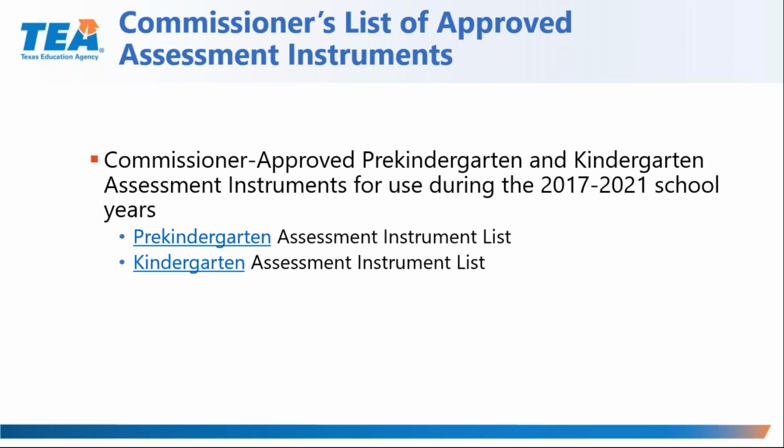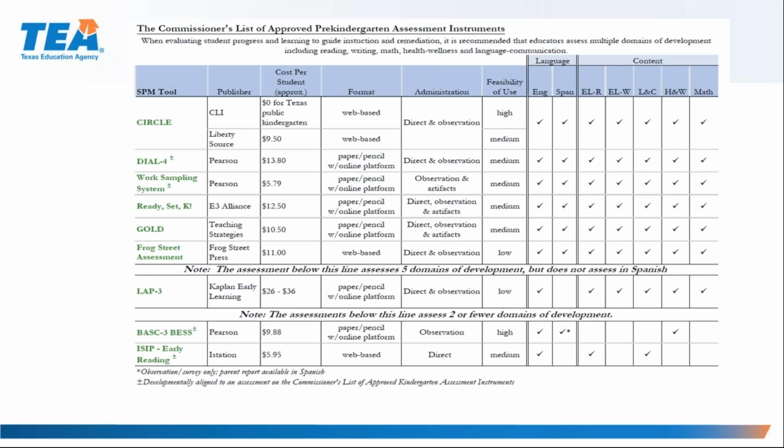So when we're looking at student progress monitoring information, our agency has a commissioner's list of approved pre-kindergarten and kindergarten assessment instruments for use during the 2017 through 2021 school years. This includes both lists here that are hyperlinked within the presentation. To get a closer look, the list includes tools that are available in English and Spanish, and has content areas in emergent literacy reading and writing, language and communication, health and wellness, and mathematics.